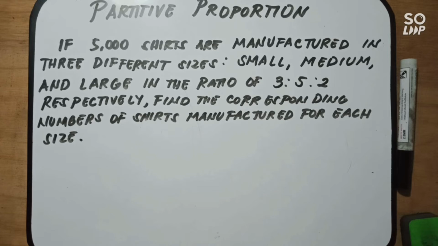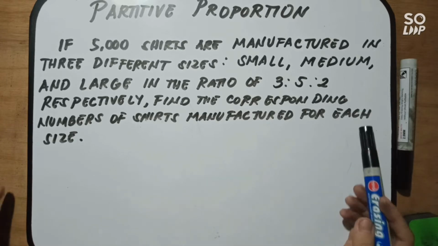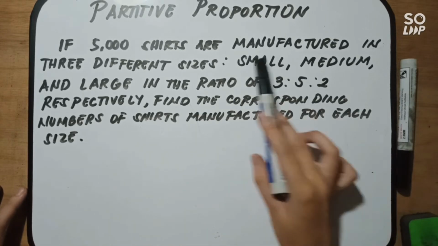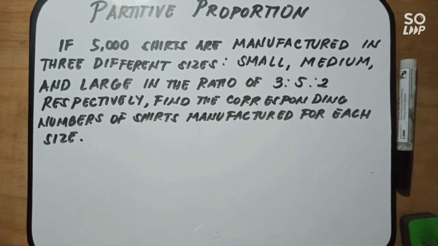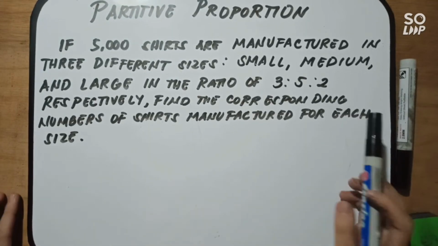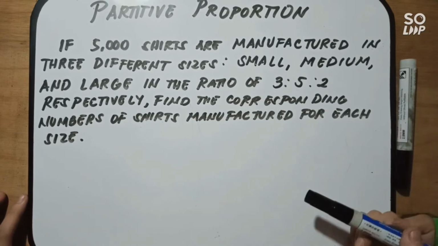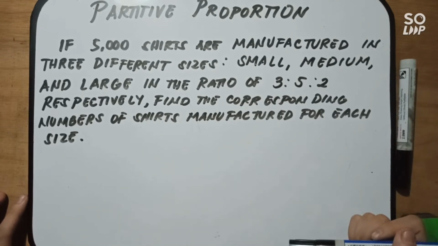The last type of proportion is a partitive proportion. In a partitive proportion, the parts are expressed as ratios to the whole that represents 100%. In other words, the whole is divided into parts. An example of a situation that involves partitive proportion is: if 5,000 shirts are manufactured in 3 different sizes, which are small, medium, and large, in the ratio of 3:5:2 respectively, find the corresponding numbers of shirts manufactured for each size.